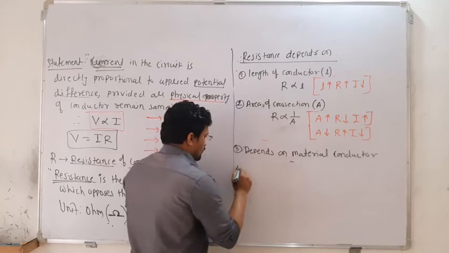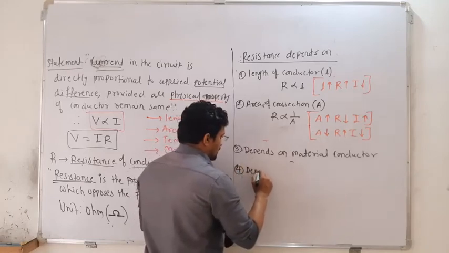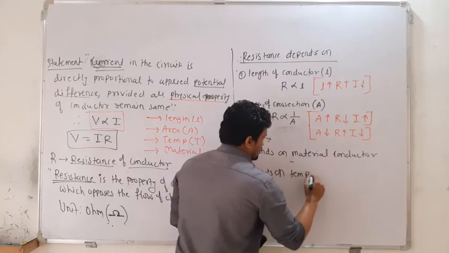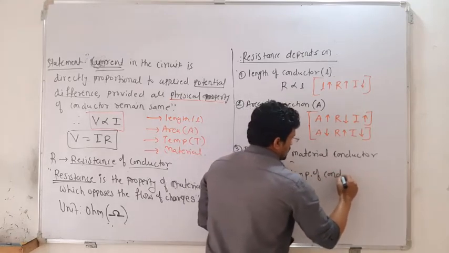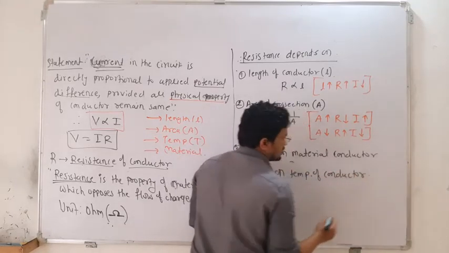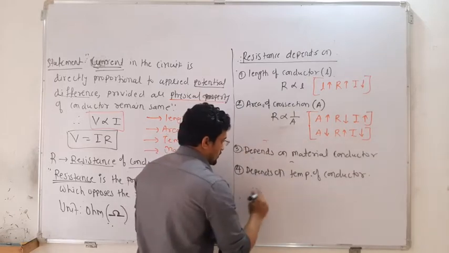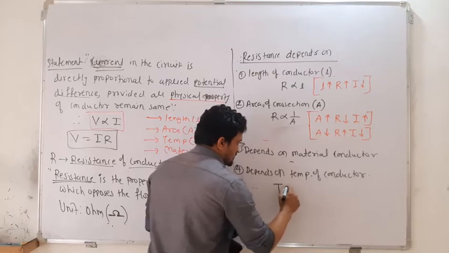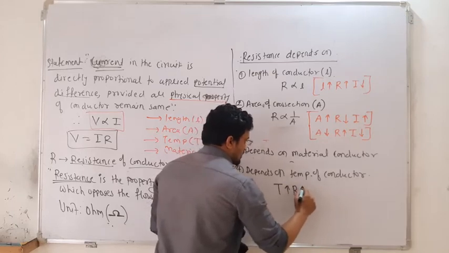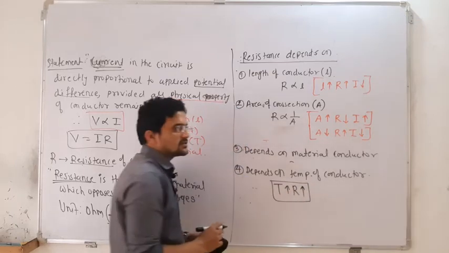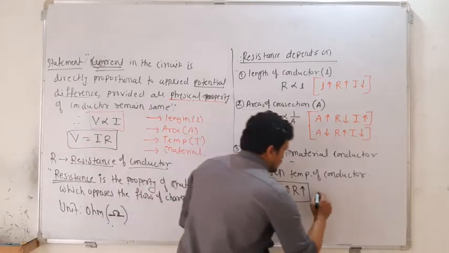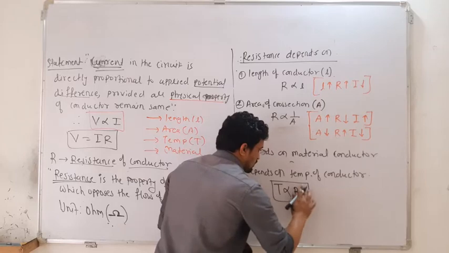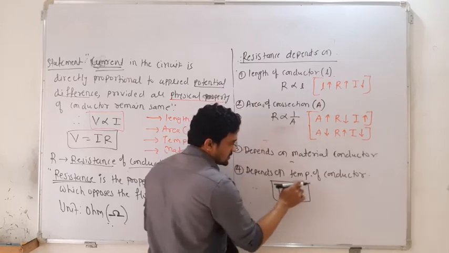Next, the fourth one: it depends on the temperature of the conductor. If the temperature increases, resistance also increases. Or you can say R is directly proportional to temperature. Temperature increases, resistance also increases.